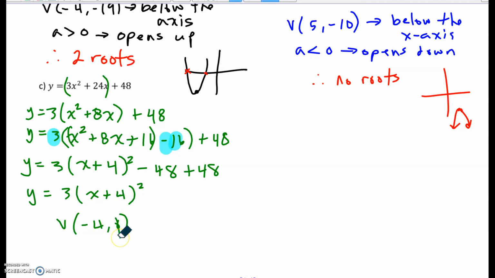And the direction of opening, oh wait, let's say (-4, 0), that is going to be on the x-axis. So since it is on the x-axis, I don't need to look at the direction of opening. We know automatically it is going to have one root.